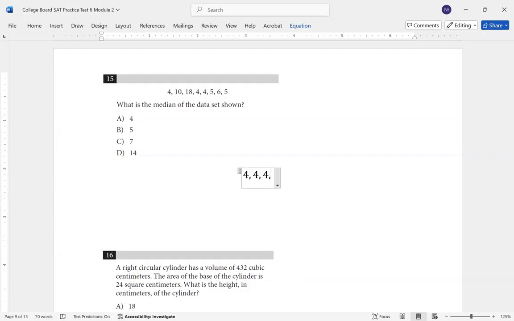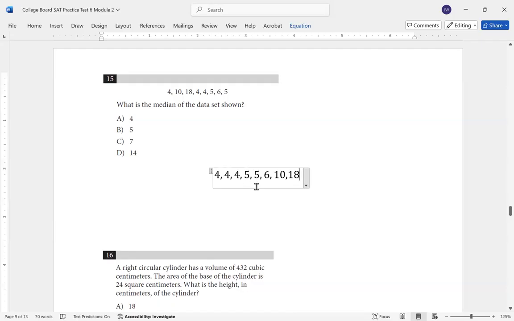So notice we have 3 copies of 4, and then we have 2 copies of 5. And then we have 1, 6, and then we have a 10, and then we have an 18. And I'm going to be looking for the middle number in this set. So we're calling number 4 the first number. Another 4 is the second number. Third number is another 4.